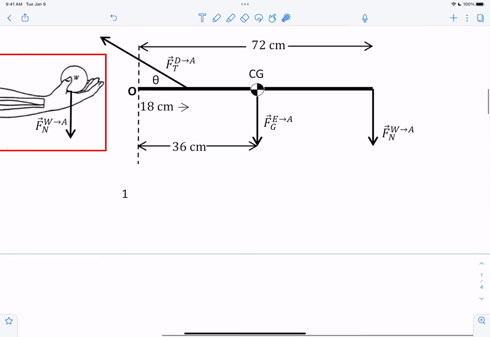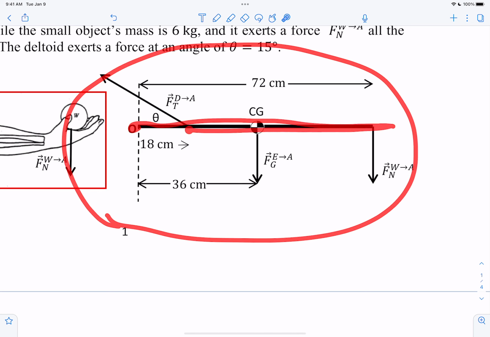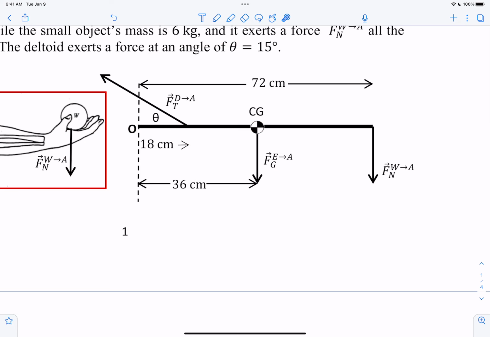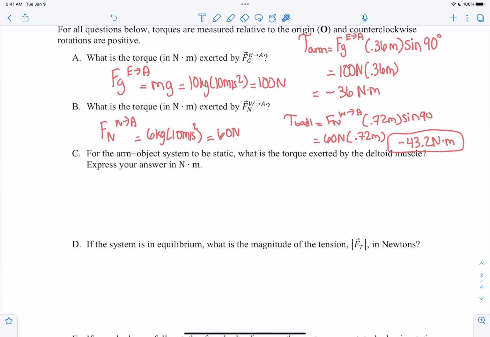And once again, it's negative because if we were to think about this as one big clock, right? Here's the hour arm or minute arm or whatever, and we have it directed downwards like this, so it moves like this, right? In a clockwise fashion, and clockwise is negative for torque. So we have negative 43.2 Newton meters. Does that make sense so far? Cool.